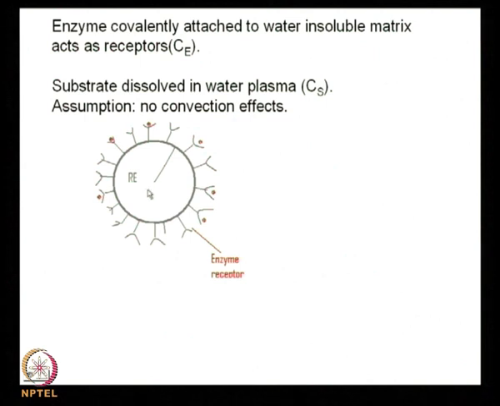Now, the substrate is dissolved in the surrounding CS. What we are trying to figure out is the observed reaction rate, so to say, because the intrinsic reaction rate is something we know, but we have already understood that because of mass transfer limitations, the observed reaction rate is going to be less than the intrinsic reaction rate.